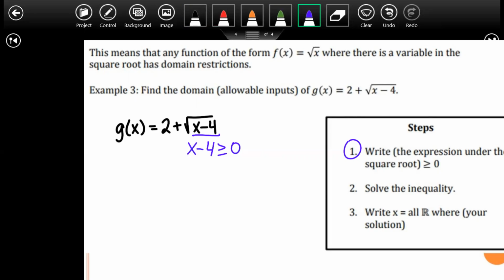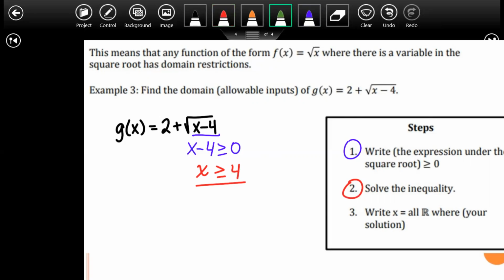We're going to go ahead and solve this inequality. It doesn't matter the 2 outside of it because we don't care about that value. It will add to the domain, but we just can't make that inside underneath the square root negative. The second thing we're going to do is solve that inequality. Very simple. What should I do to solve for that inequality? Add 4. So I'm just going to get x is greater than or equal to 4. This is our solution.